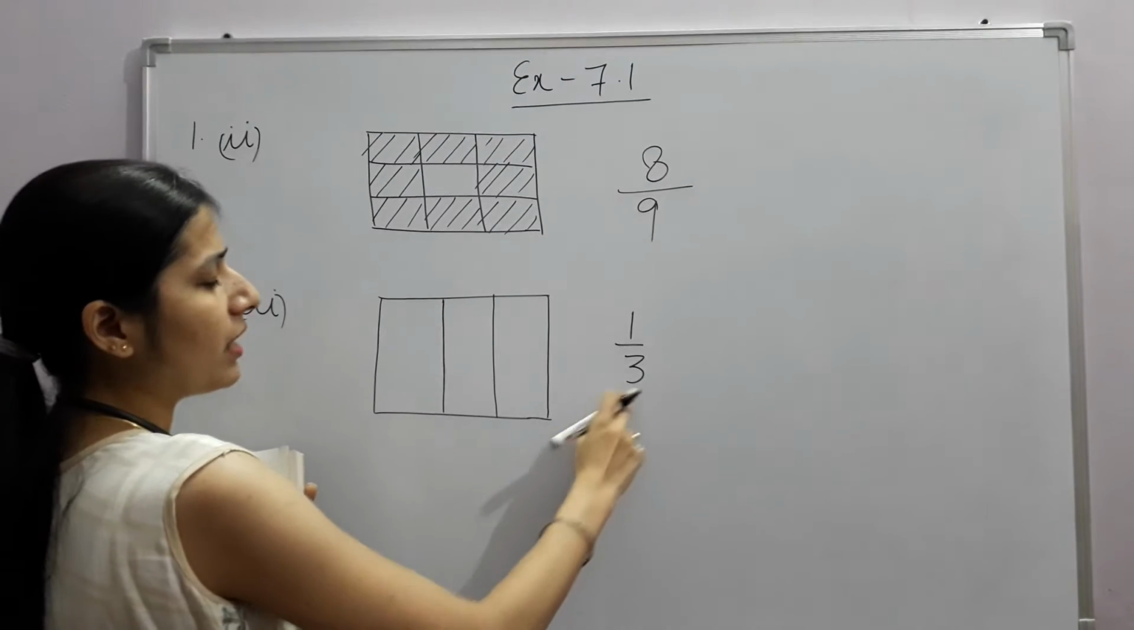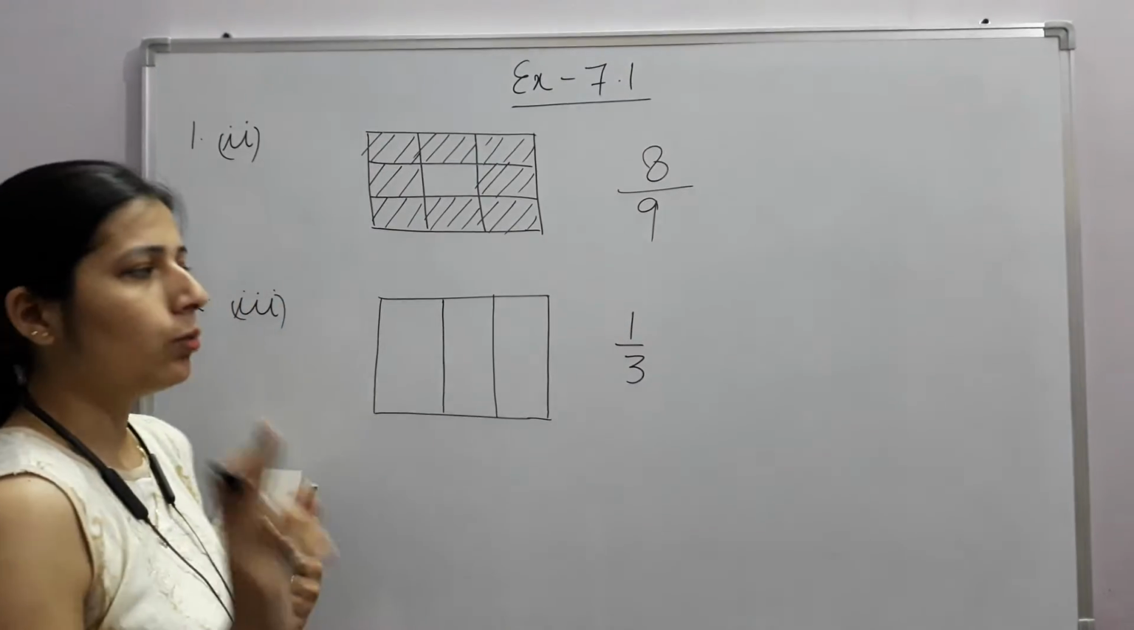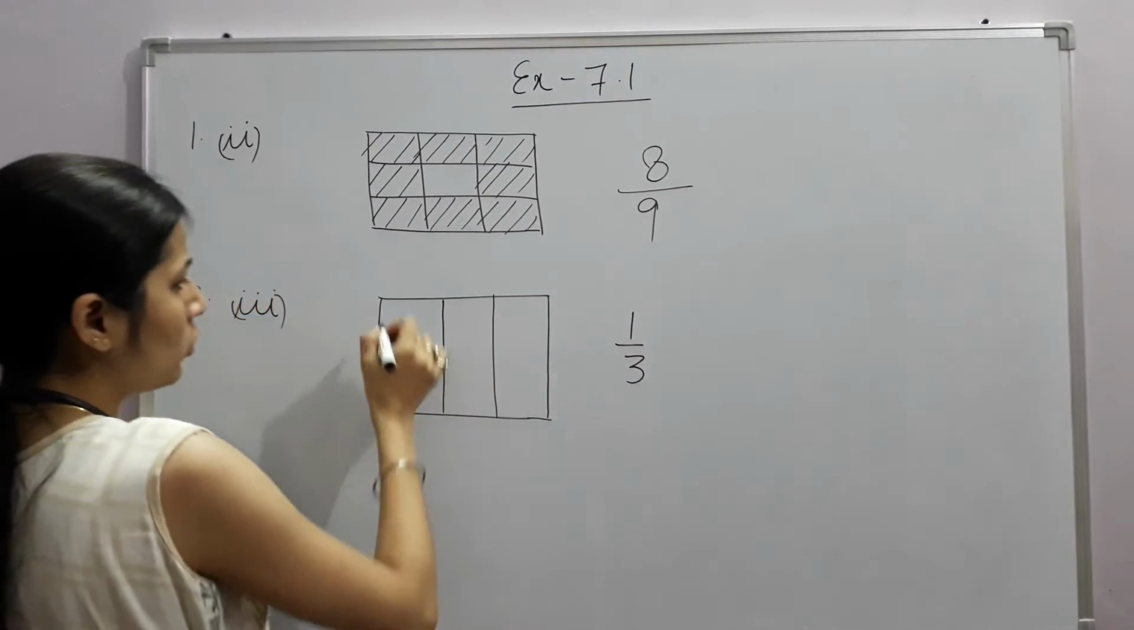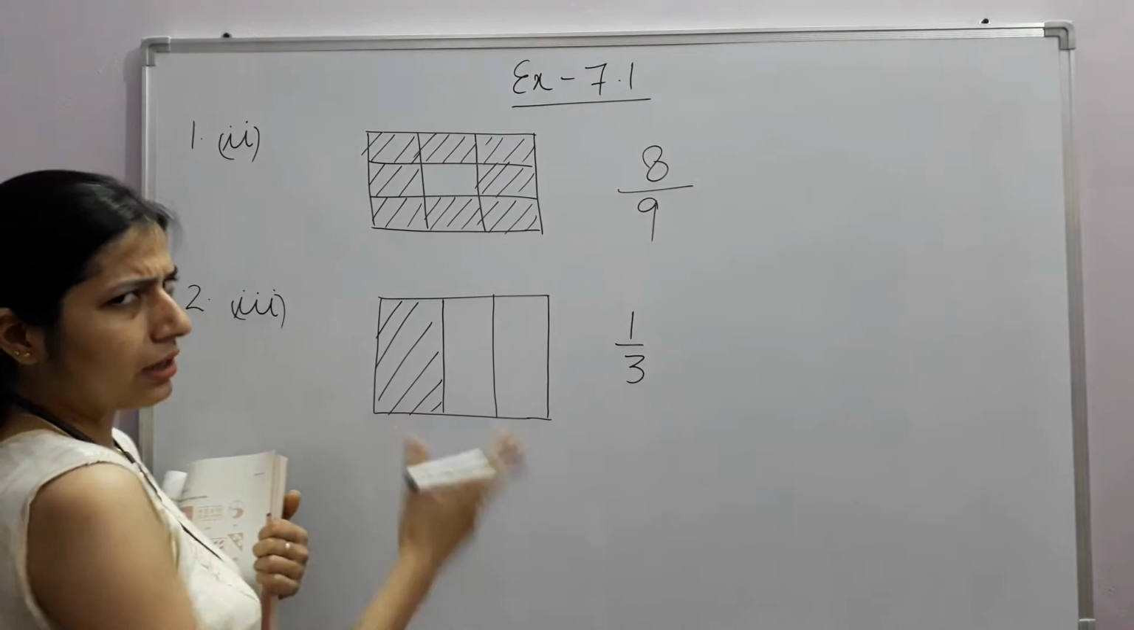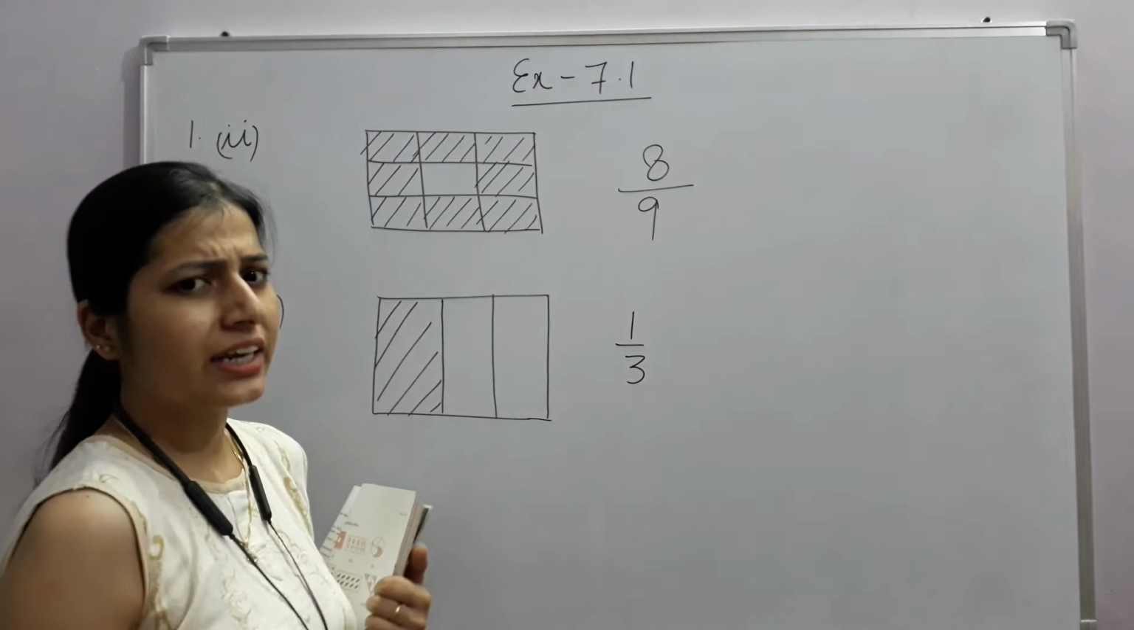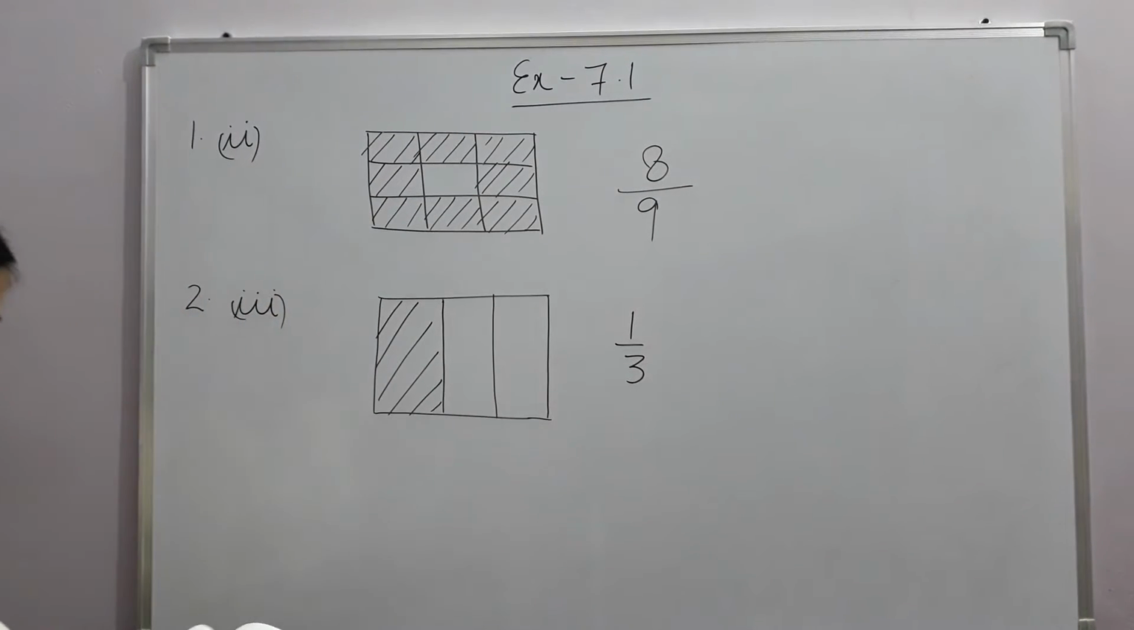The total number of parts is 3 and how many parts do we have to shade? 1. So you can shade any one out of the 3 parts. I am shading the first part. It will make no difference. You can shade the second part also, or the third. You can shade any one part of your choice.